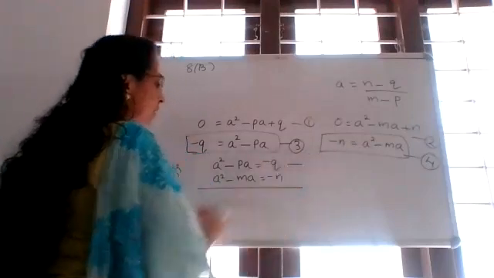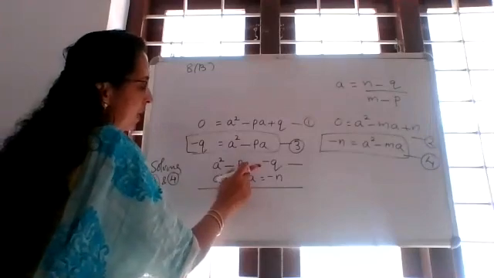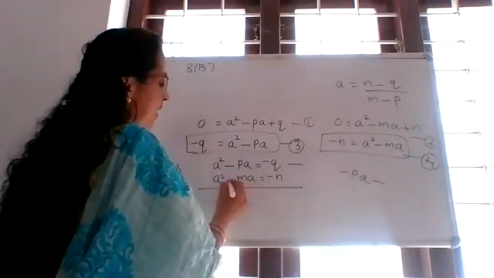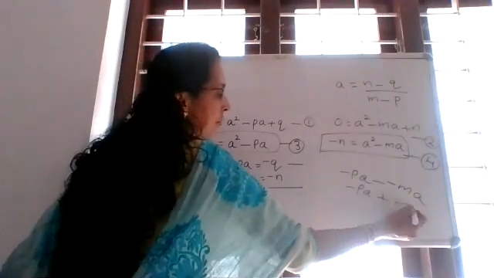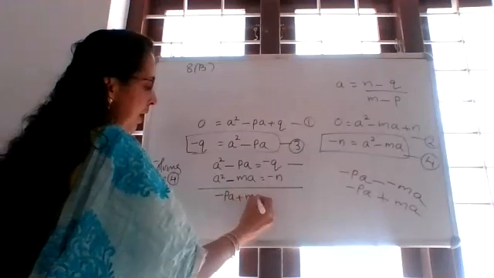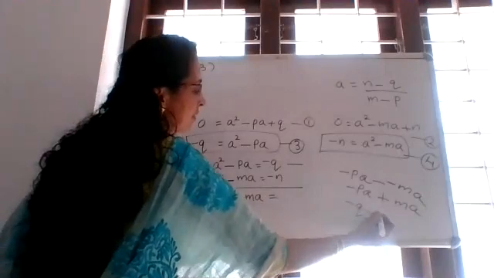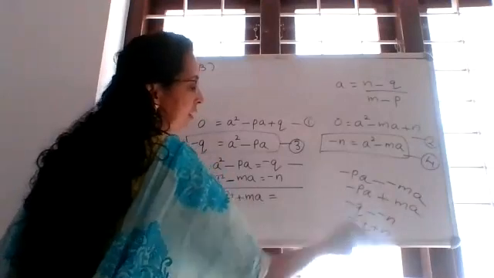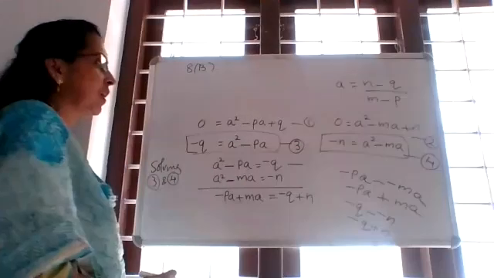If we subtract, a square minus a square becomes 0. Then minus pa minus minus ma, so minus pa plus ma, is equal to negative q minus minus n, which is negative q plus n. We want to find out a.